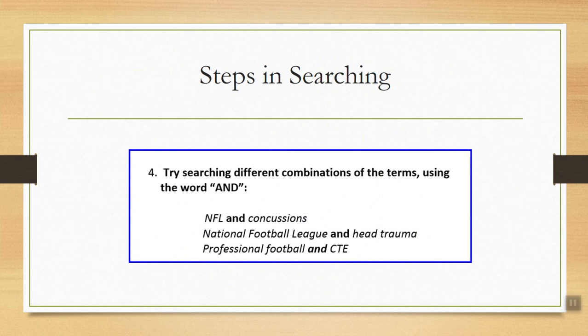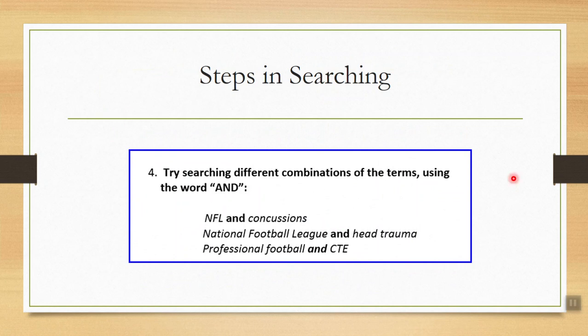And the word and is important to put between keywords or key terms because in some databases, if you don't have the word and, for example, if you just have NFL concussions, some databases will look for them right next to each other in that order. And if they don't find them, they don't bring up anything. So if you separate the words, it'll look for them separately within the text of the record.